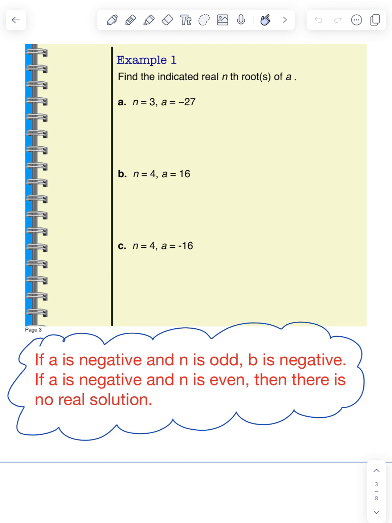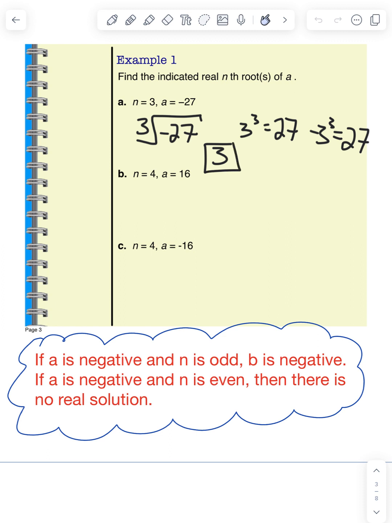All right, let's start solving. If n is 3 and a is negative 27, that means we're finding the third root of negative 27. We need to think what number times itself 3 times is 27. Well, I know 3 to the power of 3 is 27. So negative 3 to the power of 3 is negative 27. So the cube root of negative 27 is negative 3.